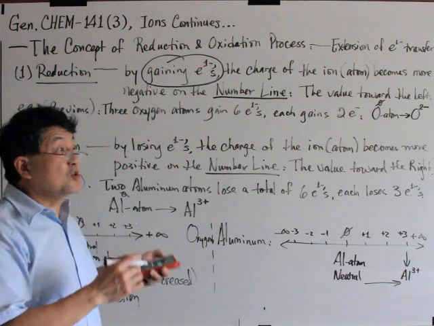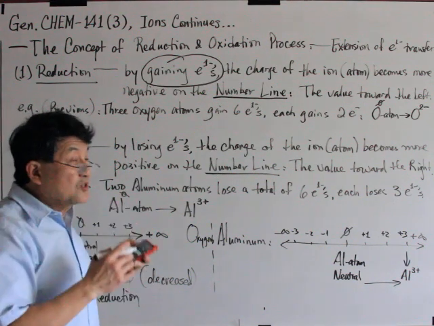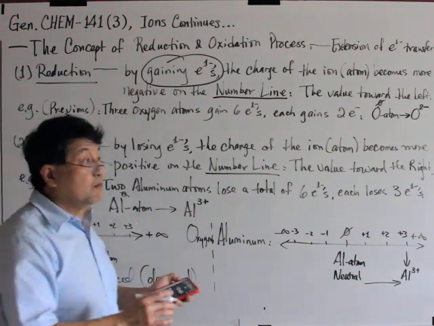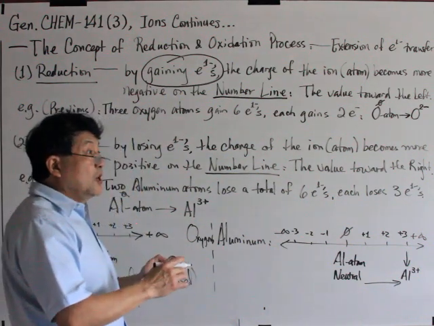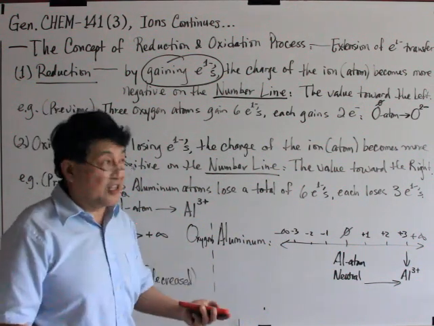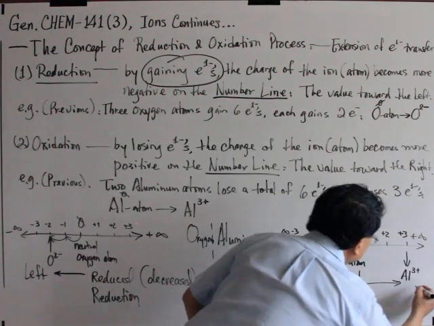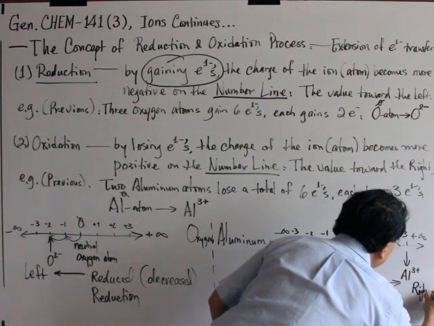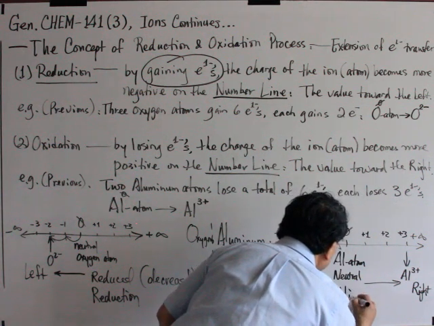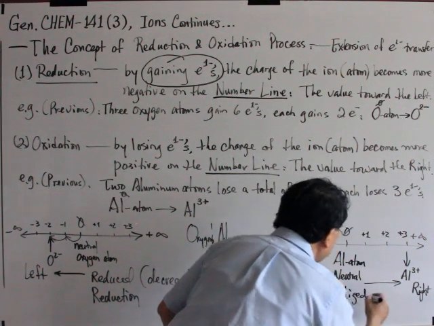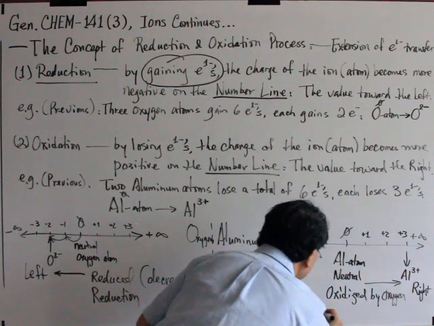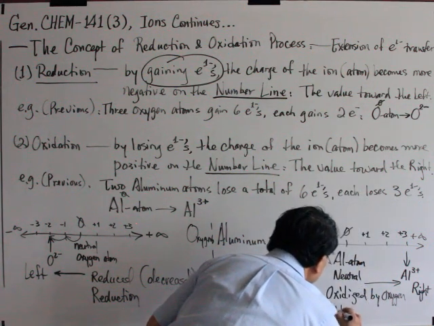Oxidation means, in this case, oxygen oxidizes the aluminum and makes aluminum lose its electron, gained by the oxygen, and then the aluminum is being oxidized. So that is called, to the right-hand side, right, in the number line, oxidized. Aluminum is oxidized by oxygen, and the process is called the oxidation process.